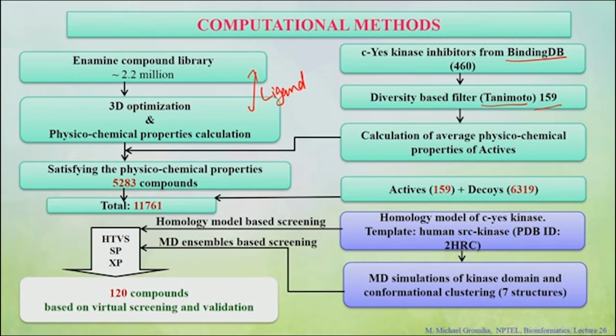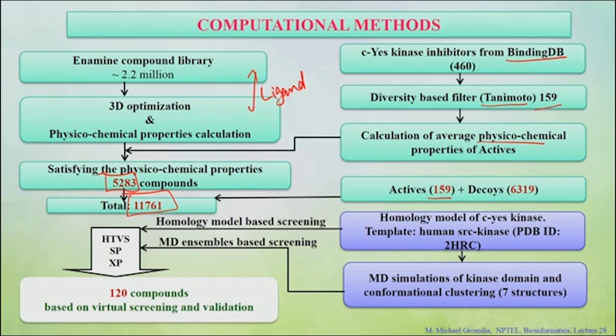Now we compare the physicochemical properties of these actives with those of the 2.2 million ligands, and based on the deviation, you can remove several compounds. Finally, we ended up with only 5200 compounds. So, it is drastically reduced from 2.2 million to 5000 compounds. Then we added some decoys, to see whether the decoys are correctly eliminated and the actives are correctly identified. So, with these 5000 compounds, we added 159 actives and 6000 decoys, so that this will be 11,761 compounds. Fine. This is the ligand side, we fixed this set of compounds.